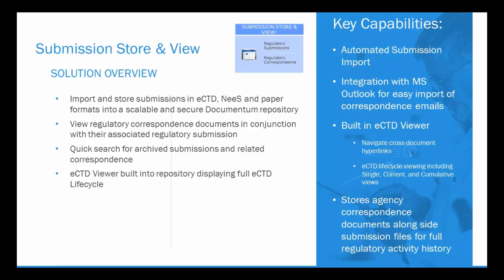In the first step, submissions in eCTD, NeeS, or paper formats can be automatically imported into the Documentum repository. In the back end, the structure is rebuilt, existing XML backbones get extracted, and the information from them is applied automatically. As soon as the eCTD submissions are imported, they can be viewed in their structure using the built-in eCTD viewer, including navigation following cross-document hyperlinks. Of course, through the import, the documents all become searchable and, with that, reusable.